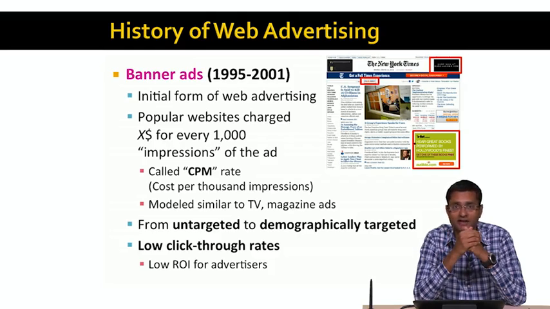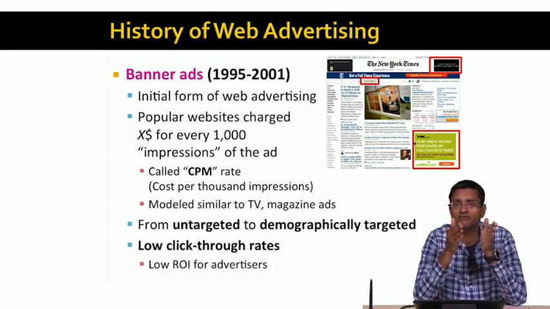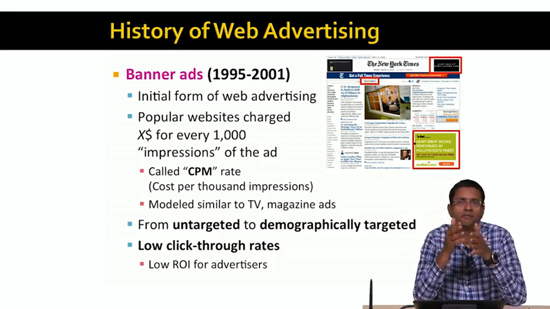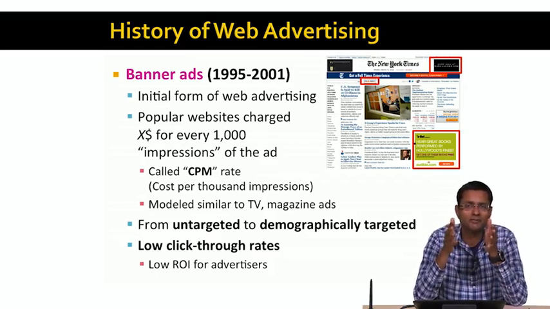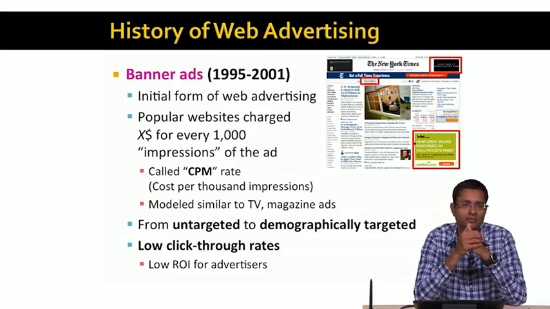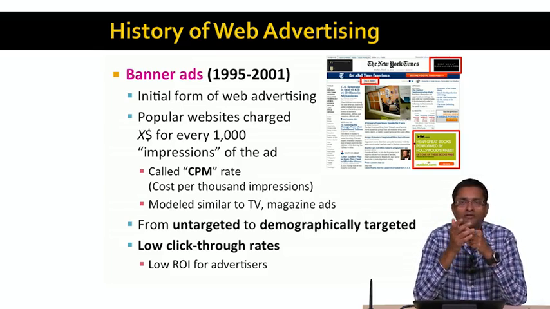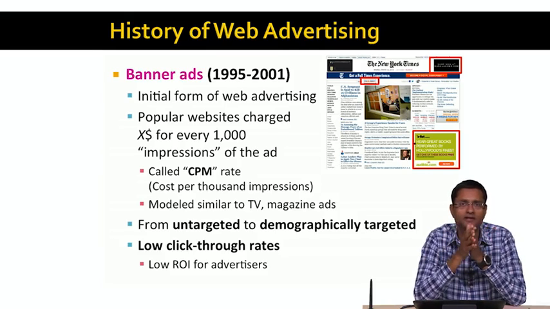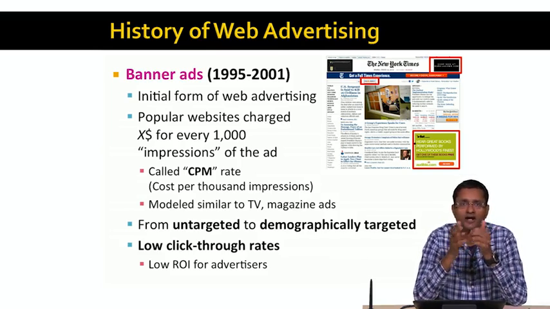ROI for advertisers. And this prompted a move of banner advertising from untargeted to demographically targeted. You can get broad demographic information about the kinds of people who are likely to see a given web page and target ads to those people. For example, you can place automotive ads on a site about car repair. So you can broadly demographically target ads to specific websites. But in general, these ads still don't perform really well because they are very broadly targeted.